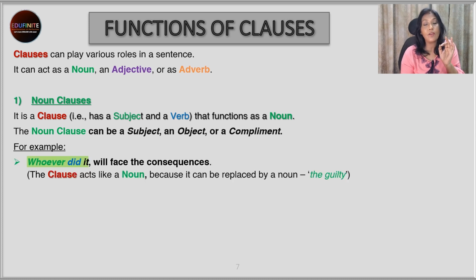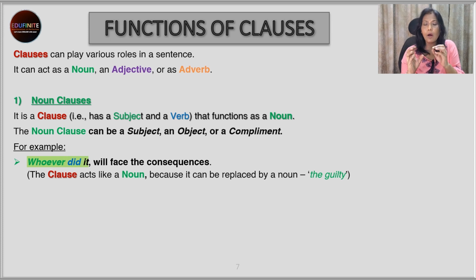Whoever did it will face the consequences. So over here, whoever did it is the noun clause. Why? How do we understand that whoever did it is the noun clause? Well, the clause over here is acting as a noun. Why? Because it can be replaced by a noun, the guilty.